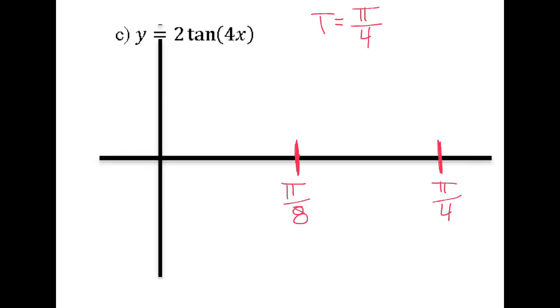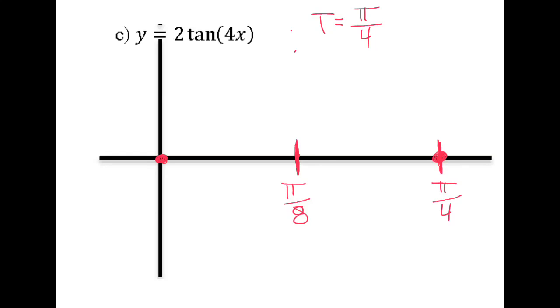So, what does tangent start with? Well, tangent starts with a 0. And then what I do is I go one full period to the right, which for us is just pi over 4 because there's no phase shift, and I plot another 0 because whatever feature I have there, I've got to have the same one period over.